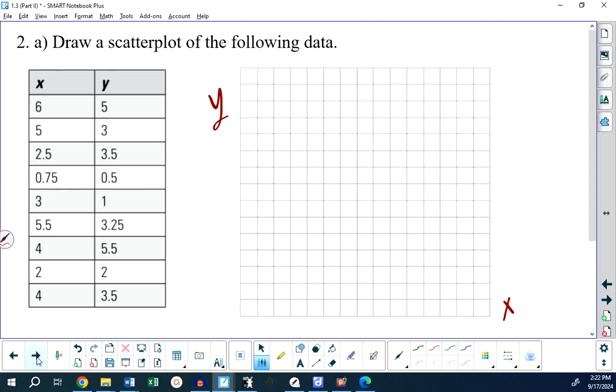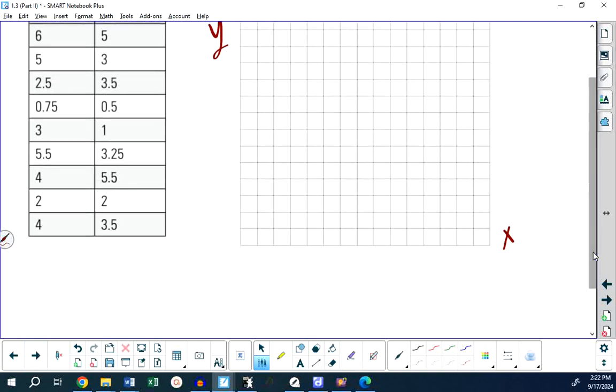Looking at these numbers, just giving us some practice for scale, the largest value of X is 6. So when I set up my scale on my horizontal axis, I don't think you want to do this: 1, 2, 3, 4, 5, 6. You can do better. The more of the graph you use, the better it is. So this is 1, 2, 3, 4, 5, 6. I think that's a better scale.